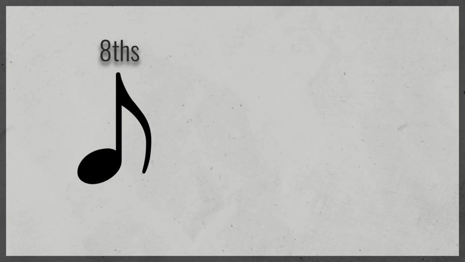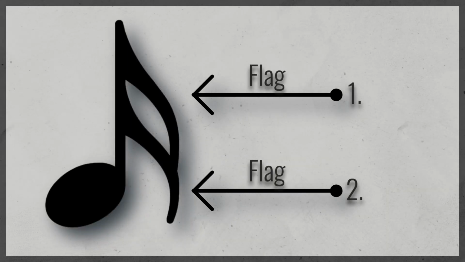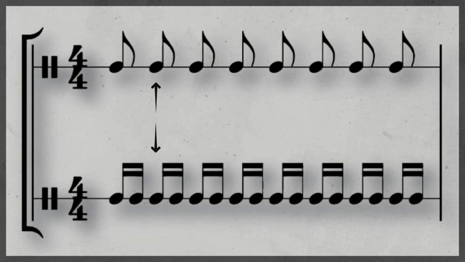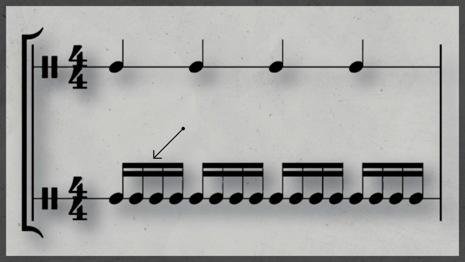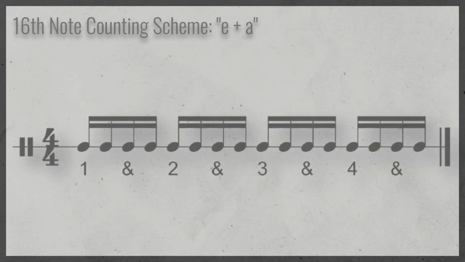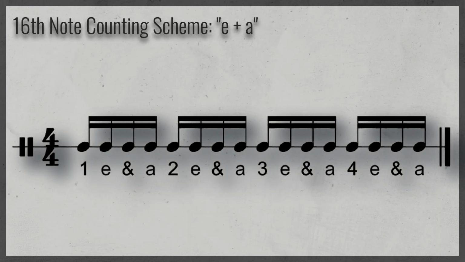Next, the eighth note itself can be divided into 2 equal parts called sixteenth notes. Sixteenths are given an additional flag to distinguish them from other notes. 2 sixteenths can be played in the time span of an eighth note, and 4 sixteenths in the time span of a quarter note. To outline the quarter note pulse, sixteenths are beamed in groups of 4, as you see here. To count sixteenths, we add the syllables "e" and "a" to our eighth note counting scheme, with the e's and a's lying evenly between the eighth note counting scheme.